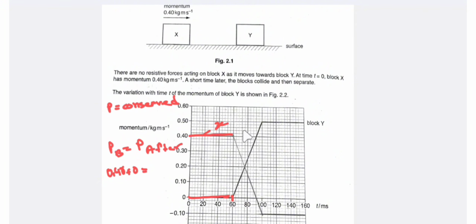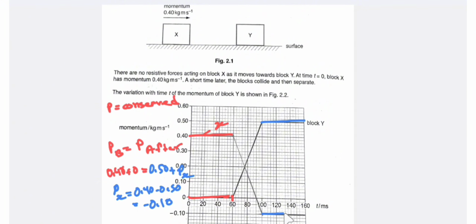So what is the momentum after collision? We know the momentum after collision for y is 0.50. But what is the momentum for x? We consider this as momentum x, that is px. Momentum of x is equal to 0.40 minus 0.50, so we get a value of negative 0.10. So the final momentum for x, after collision, is negative 0.10.